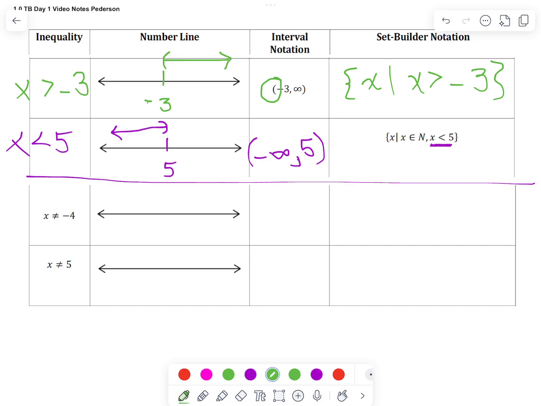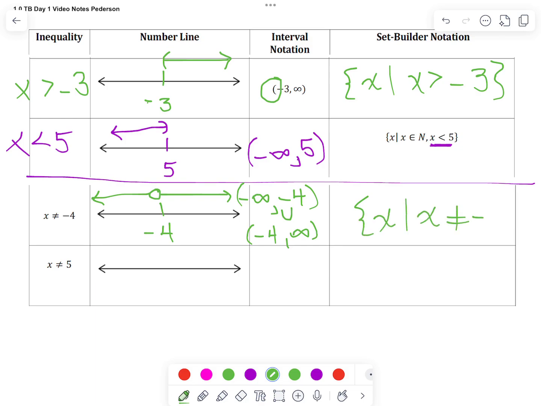All right, the next one is saying x cannot be negative 4. So we put negative 4 in the middle. It cannot be negative 4, so we put an open circle, and it's everything but negative 4. It's going to be to the right of negative 4 and to the left of negative 4. So how I write this in interval notation, it's negative infinity to just before negative 4. And then we put or, that's this little union, negative 4 to infinity. And then x such that x cannot be negative 4.